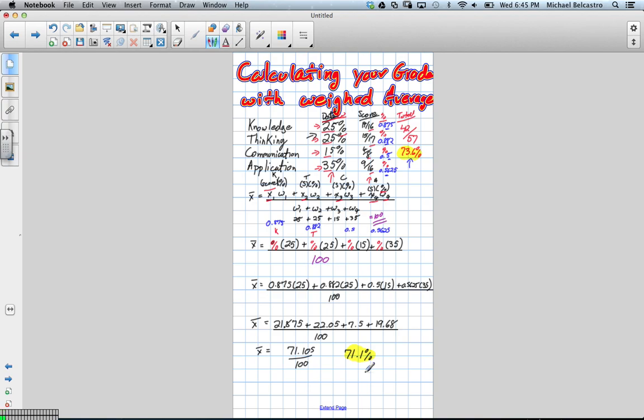Okay, so you can calculate your own grades like that. You just got to stay organized, know what your weights are, and always divide by the total of your weights. That's very important when doing this. Okay, so kind of designate what the weights are.